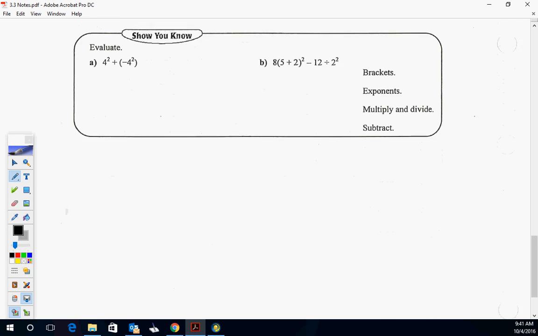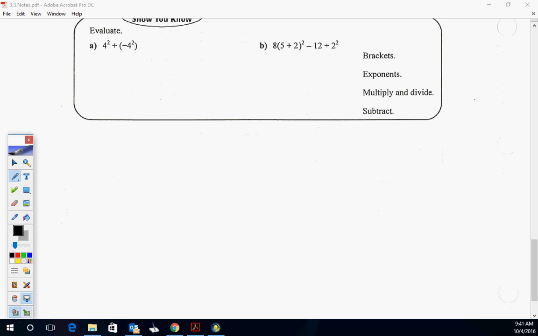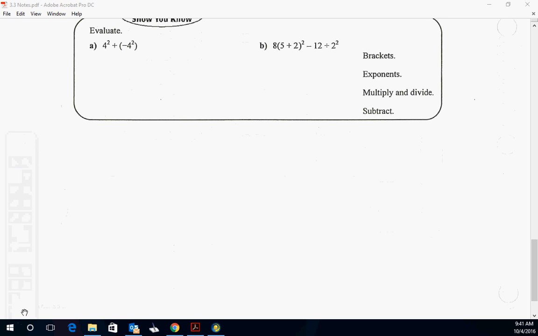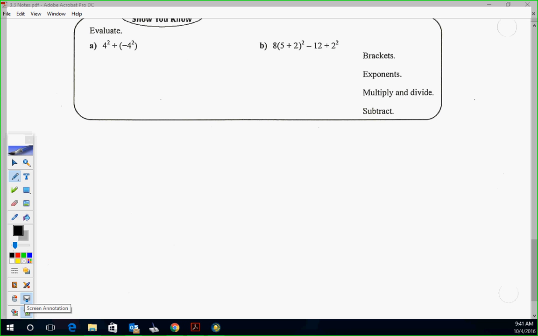So, Owen, what did you get for A here? You got 0. Okay, so you did 4 squared and you got 16, right? And this would be a what? Negative 16, good. And so 16 minus 16 is 0, perfect. Okay, so then Caden, what'd you do for B? Just tell me your steps.